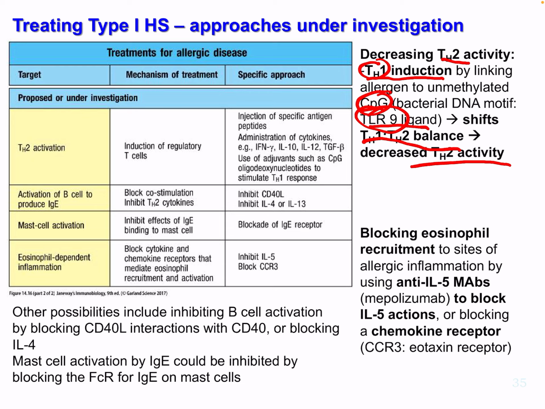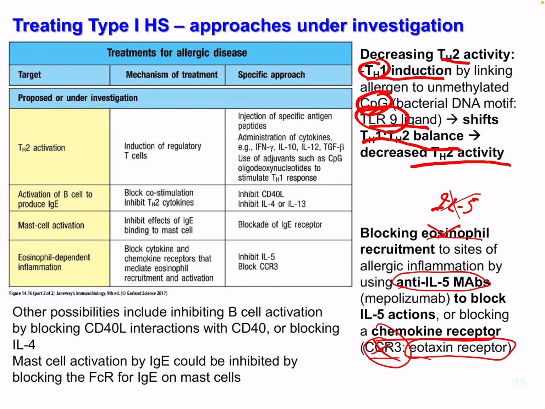We can also block eosinophil recruitment to sites of allergic inflammation by using anti-IL-5 monoclonal antibodies. IL-5 is massive in eosinophil recruitment and activation, so by blocking that, you can essentially stop eosinophils. This is used to block IL-5 actions, or to block a chemokine receptor, CCR3, which is the eotaxin receptor. So essentially, we block the recruitment with IL-5, or we block the communication and guidance of these eosinophils to the sites where they would cause issues, such as the airways, by blocking the chemokines.